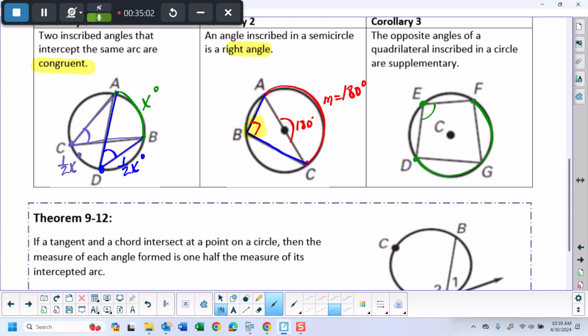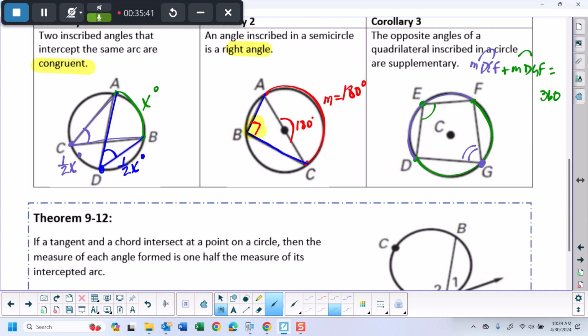Now I'm going to do something else. Are you ready? Do you see point G? Do you agree that G comes from this arc? Yes? So do you agree that those two arcs make up the whole circle? So when we talk about this, that means that the measure of arc DEF plus the measure of arc DGF make up the whole circle, right?